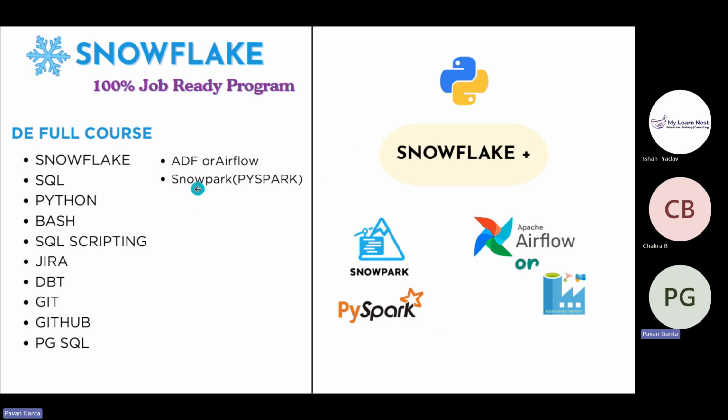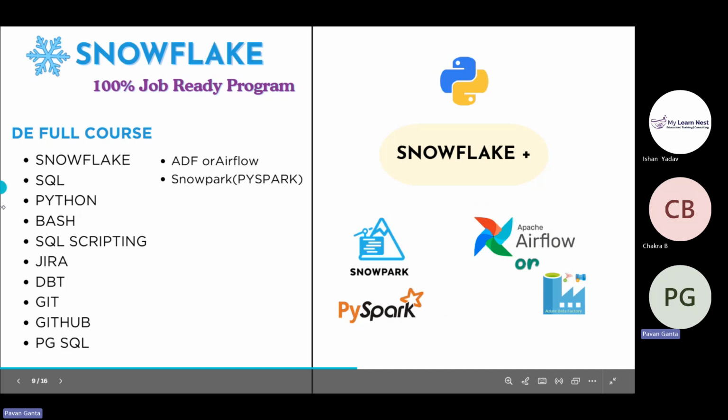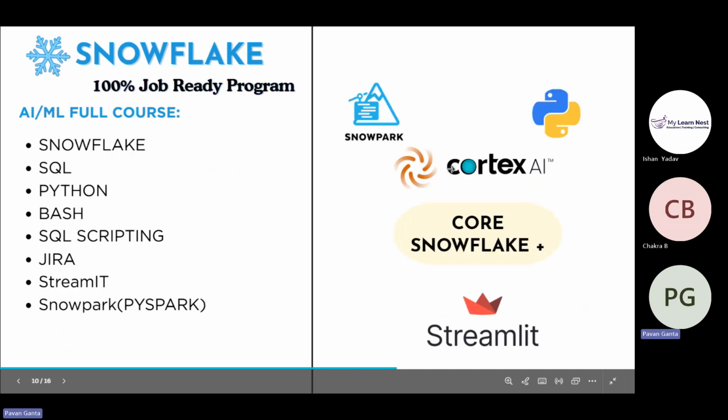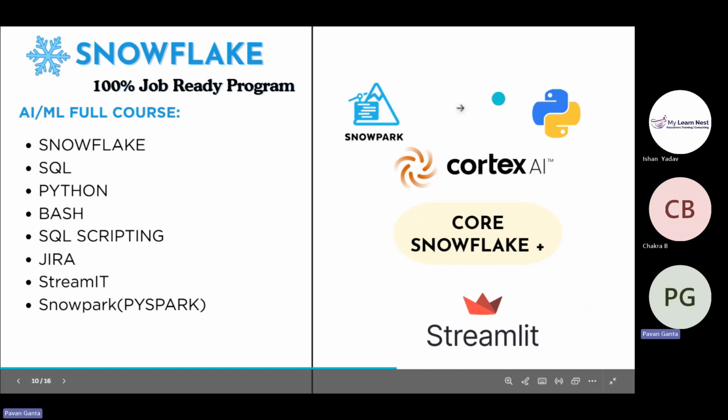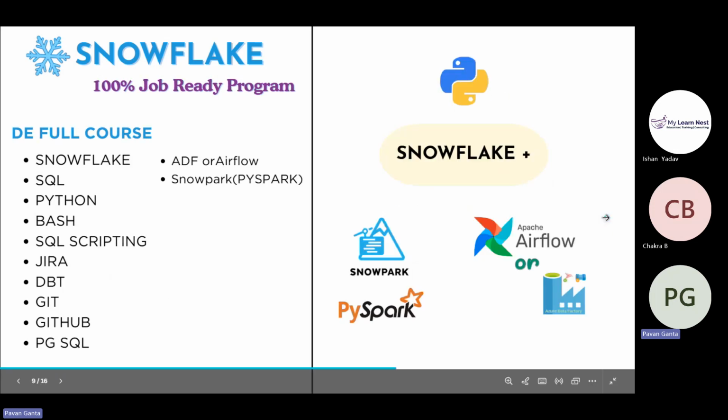So why do we use Snowpark? To process huge volumes of data. If we are doing any migrations, or if the client is getting a huge volume of data, then most of the clients prefer Snowpark. So I suggest you go with this course, along with the AI, because the future will be the AI part. That is the reason we need to go with the AI.